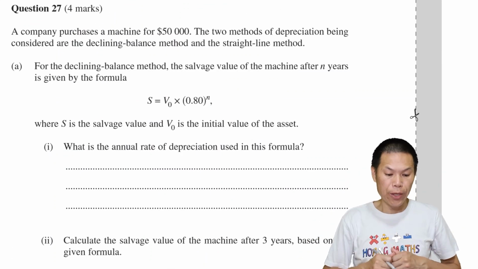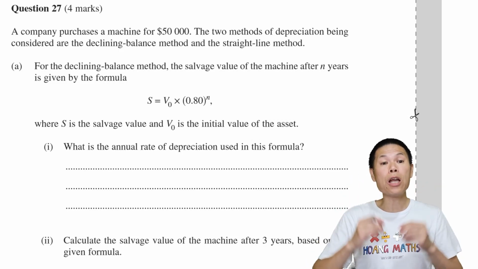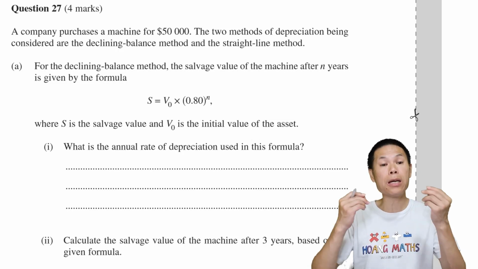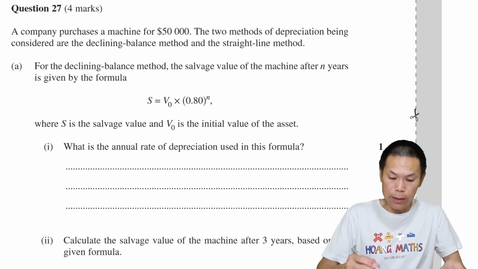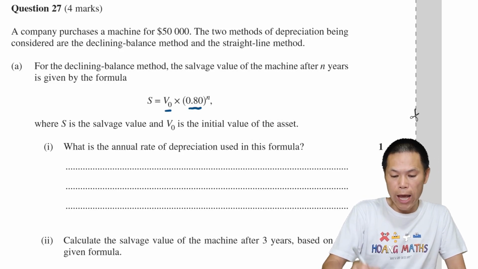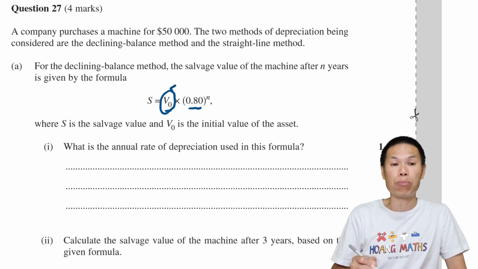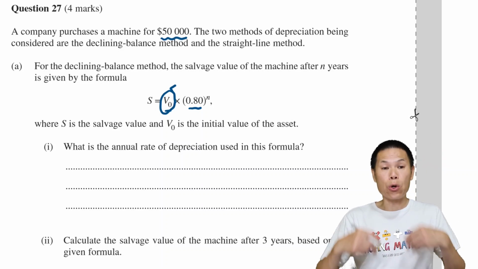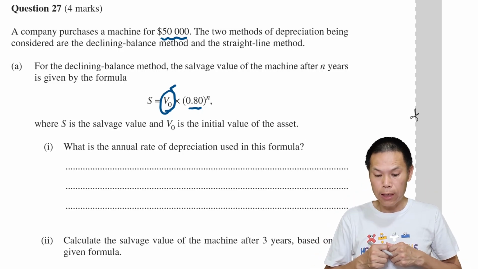Question 27. A company purchased a machine for $50,000. The two methods of depreciation being considered are the declining balance method and the straight line method. So the declining method is S equals V naught times 0.8 to the power of n. And don't forget, V naught is the purchase price, so that is $50,000. Okay, keep that in mind. So the question is, what is the annual rate of depreciation using this formula?